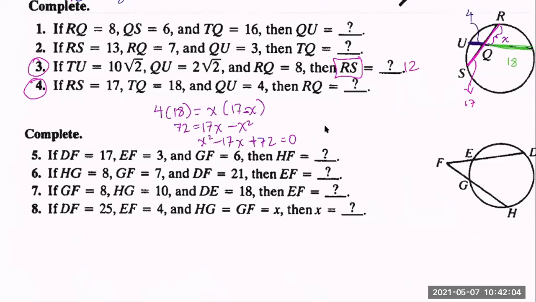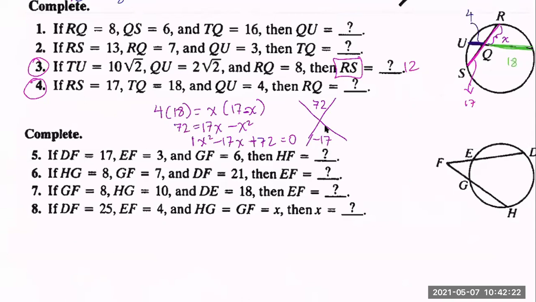So I'm going to just quickly refresh your memory on factoring. It seems like most of you guys learned factoring by X method. And with X method, you put the value of A times C on top. So A is 1, C is 72. Okay, negative 17 is on the bottom.